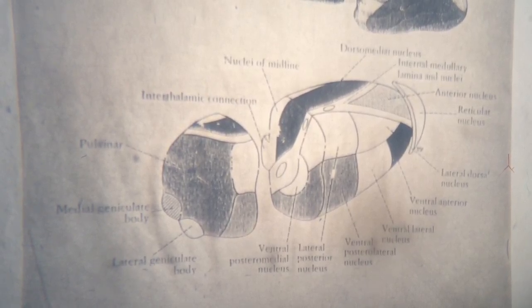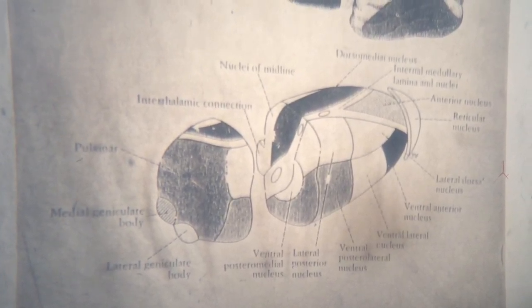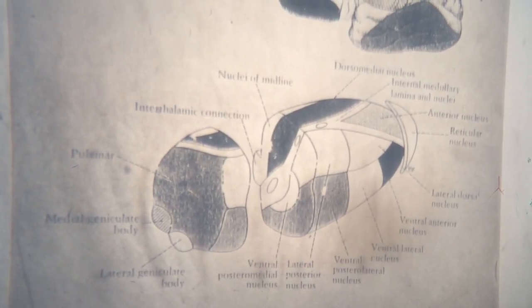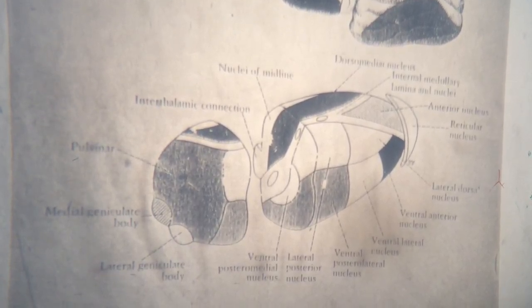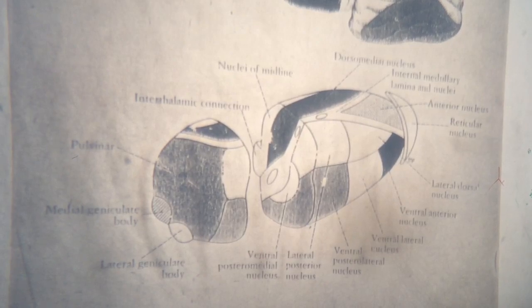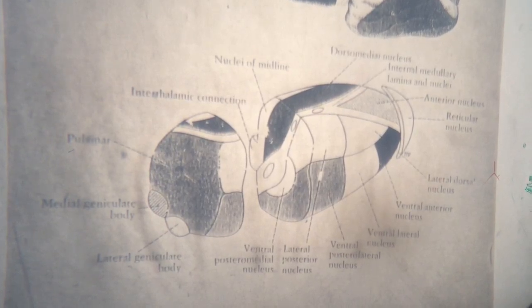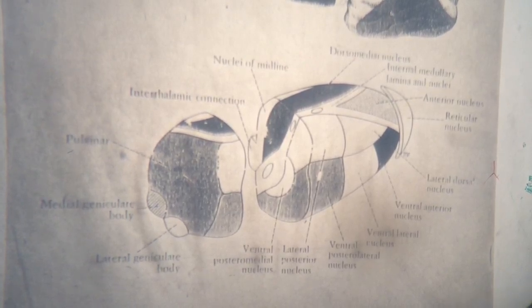Now the midline nuclei are present in the interthalamic adhesion or connection. Their connections are with the reticular formation and other thalamic nuclei.